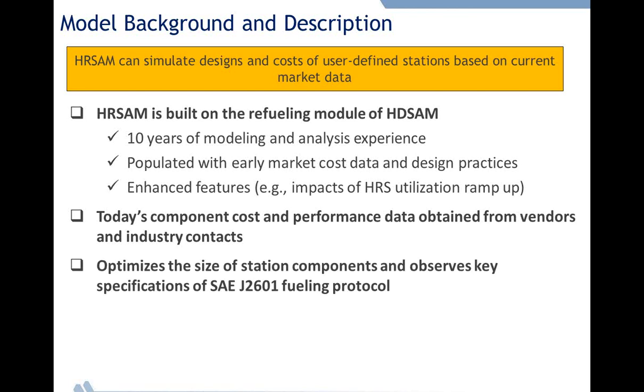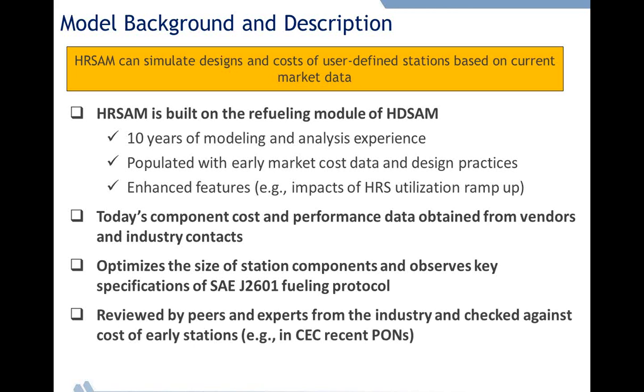So we gathered component cost and performance data from vendors and industry contexts. The model does optimize and size the components and observe certain features of the fueling protocols recent 2601. And as I mentioned, the model has been reviewed by peer reviewers and experts from the industry. The cost data were recently compared against some of the cost numbers, for example, in the CEC recent ponds, and this was done by Daryl Brown from PNNL.